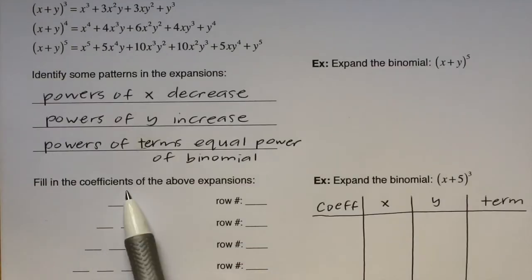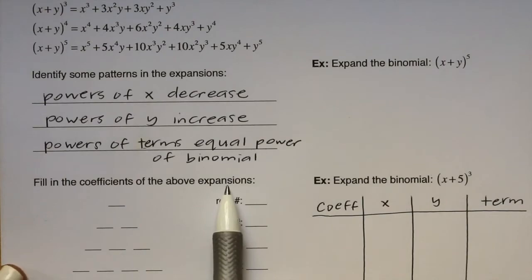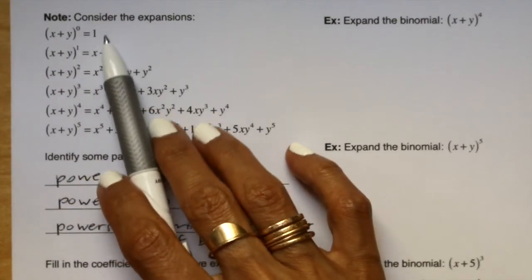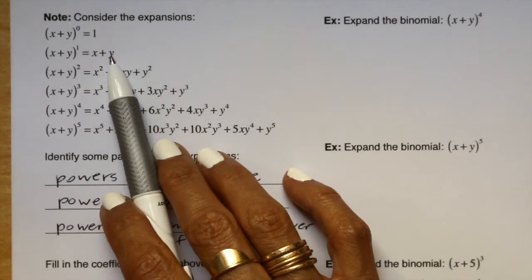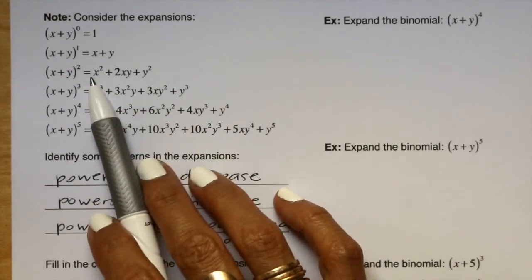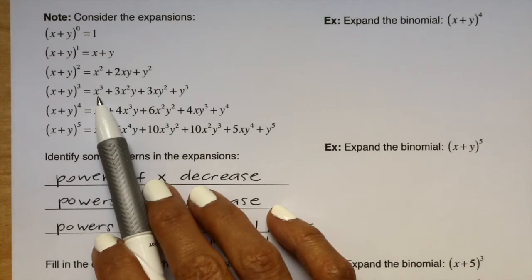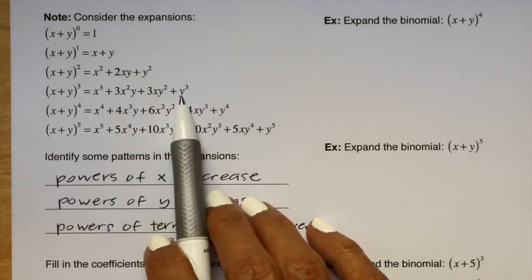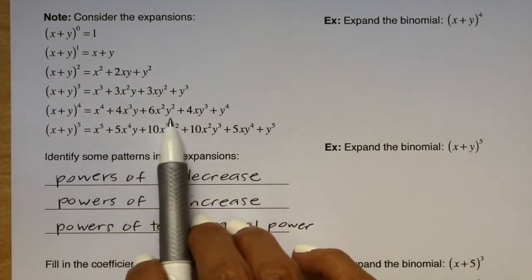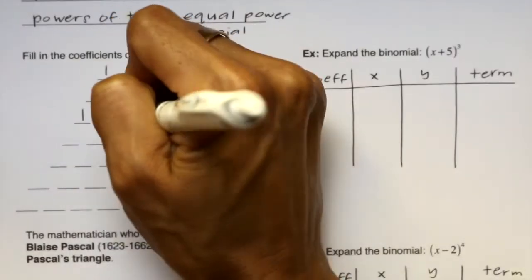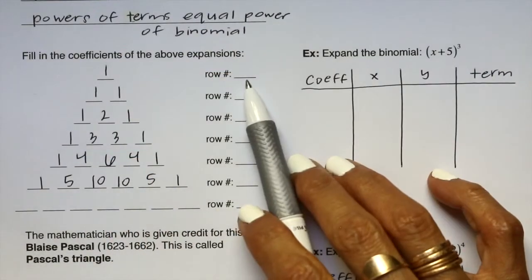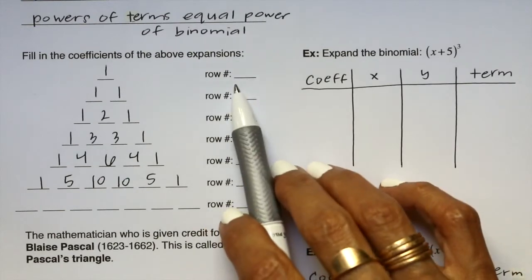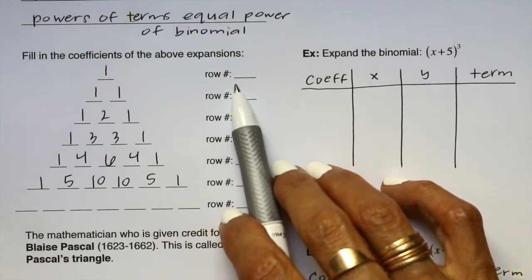Next, we're going to fill in the coefficients of the above expansions. So for this first expansion, the coefficient is just 1. For the second expansion, the coefficients would be 1 and 1. Right here you have coefficients of 1, 2, and 1. Here you have coefficients of 1, 3, 3, 1, and so on. We're going to fill them into the triangle. Over here, when it says row number, that's going to correspond to the exponent on the binomial.